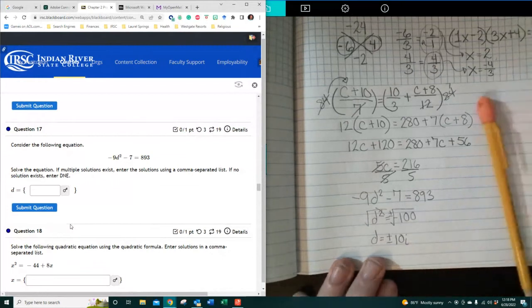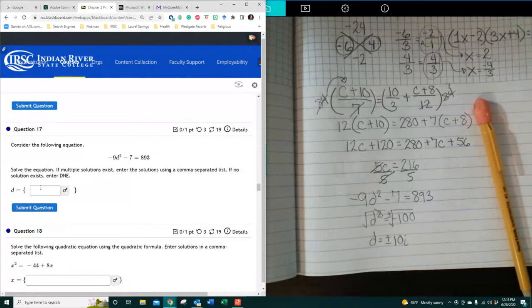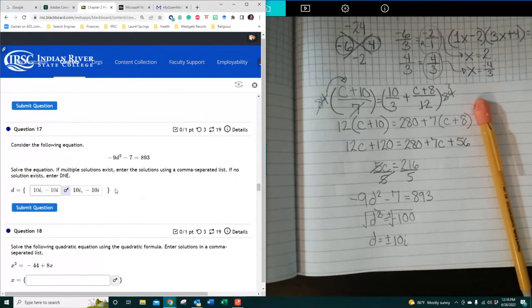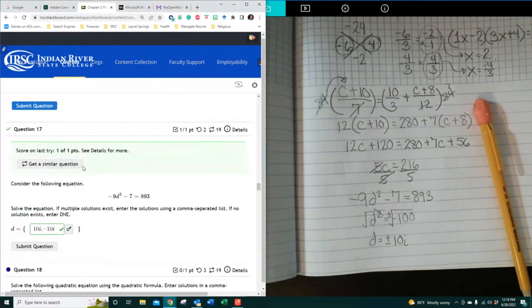Now, we have to enter it as a comma separated list because they don't have a plus or minus sign anywhere here. So I always tend to put the positive first. So I'm going to put just 10i, and then a comma, and then negative 10i. All right, and that'll be the same answer that they came up with. And you can see we get the right answer. All right, same answer.